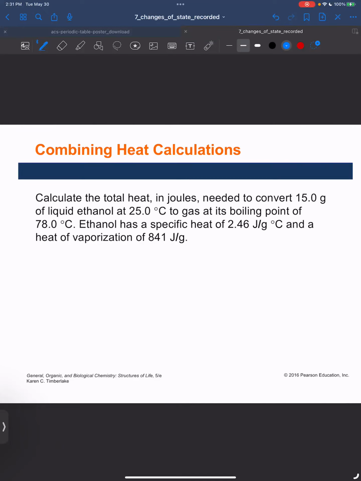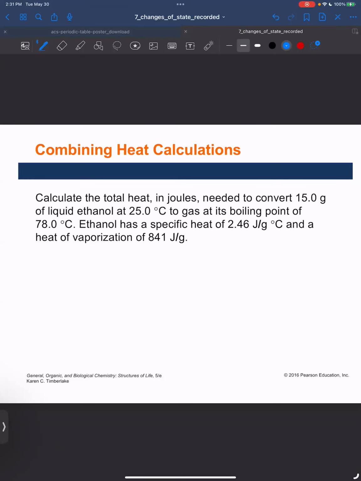All right, so go ahead, try to pause the video, try this problem on your own first, based on what we just covered together, and then come back and check your work with me. So let's go ahead and do this problem here.